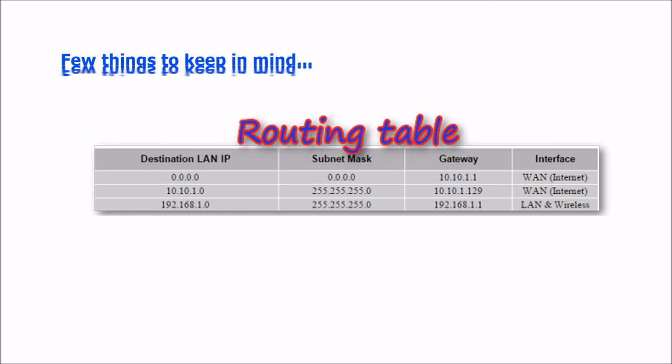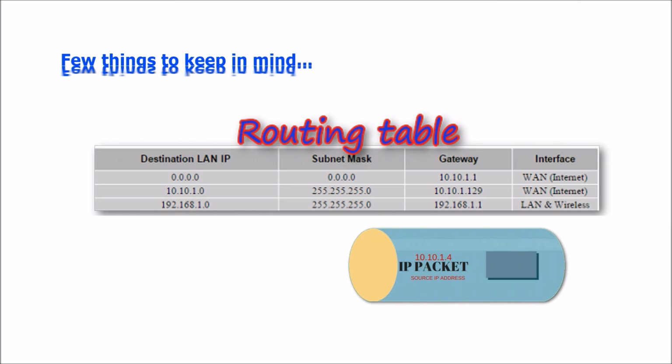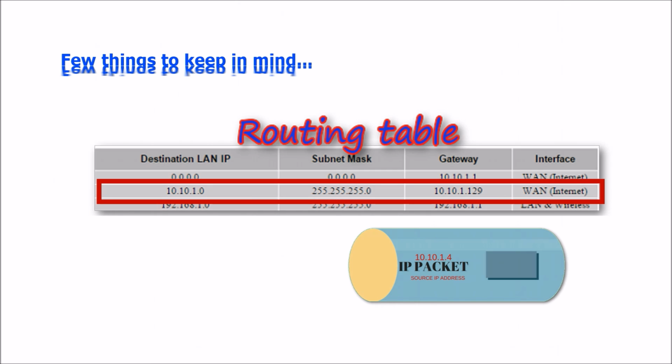A few things to keep in mind about routing tables. A packet's destination IP address is first compared to every route within a routing table before it can be determined where to route the packet.